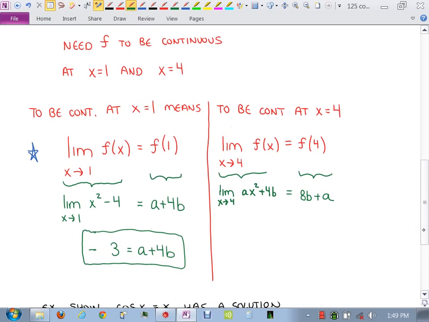That's a direct substitution. Replace x with 4, and you should get what? 16a plus 4b equals 8b plus a. That's your second equation.